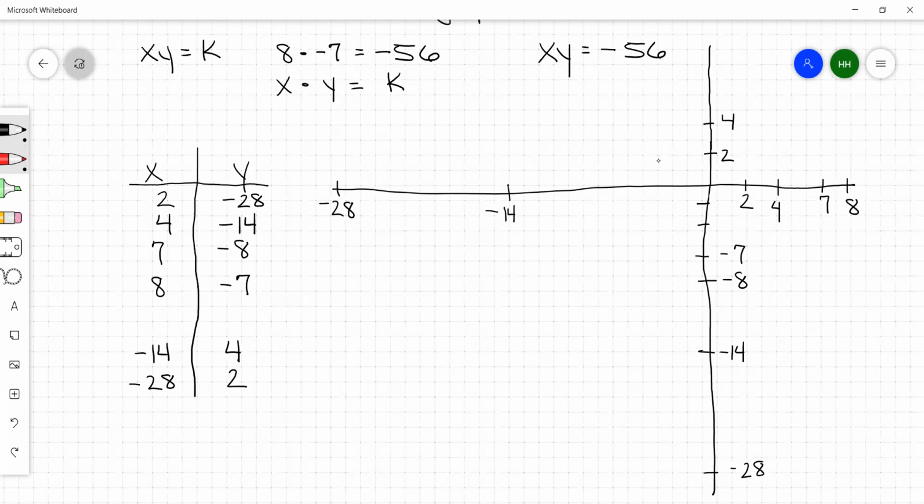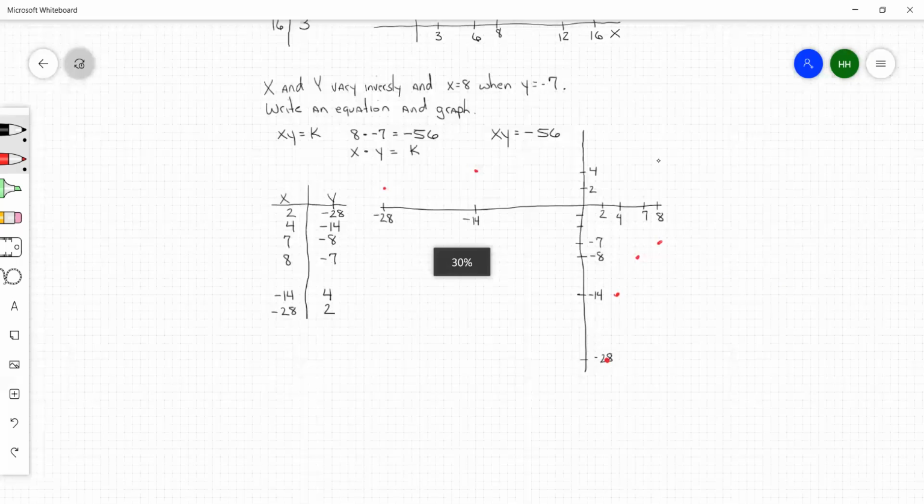All right, so now we can plot it. So we got 2, negative 28. 2, negative 28, that's this one. 4, negative 14. 7, negative 8. 8, negative 7. You're going to see it. Watch. Well, I think I know what you're wrinkling your forehead about. Negative 14, 4. Negative 28, 2. See it? It's kind of looking crazy, right?